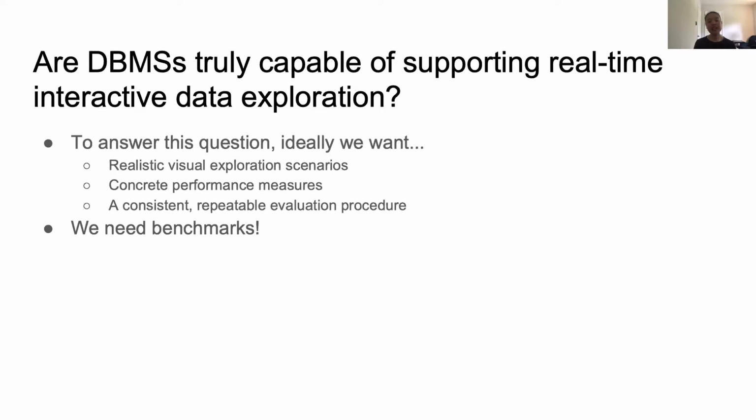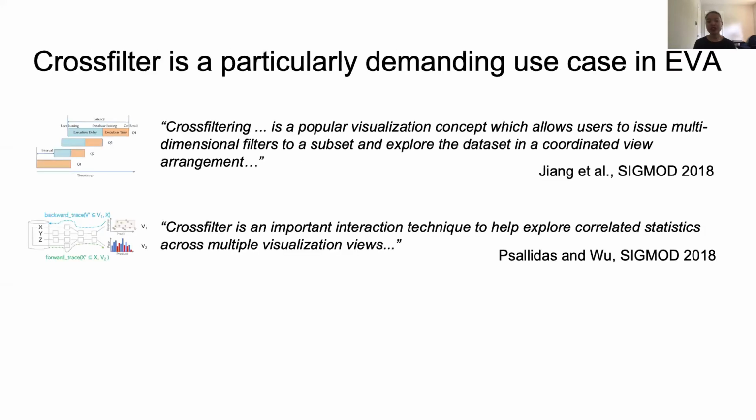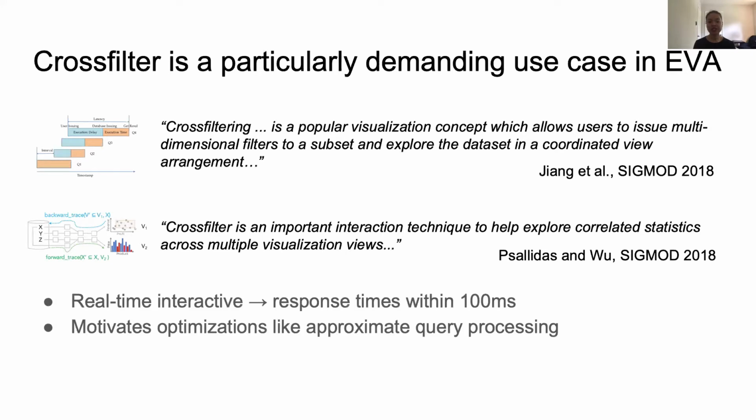So in considering exactly what use cases to study and to benchmark in exploratory visual analysis, cross-filter stands out as being particularly demanding. For example, we find that in the visualization and database literature, cross-filter is called out as an important interaction technique to support real-time interactive exploration, demanding response times from the underlying system of 100 milliseconds or less, and motivating optimization techniques like approximate query processing.